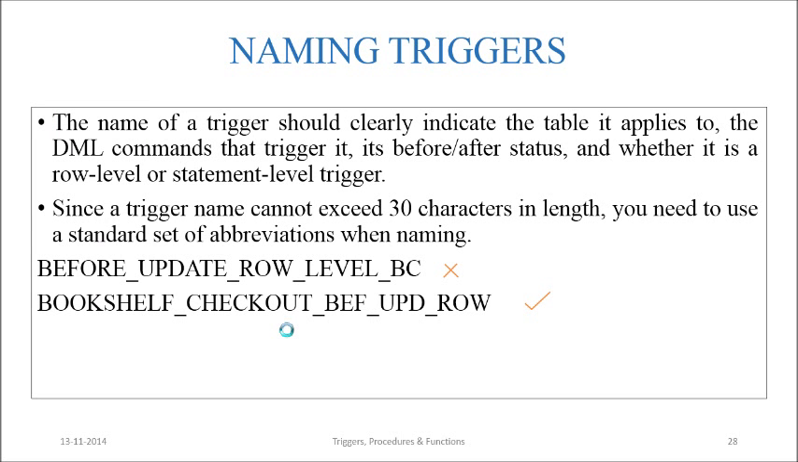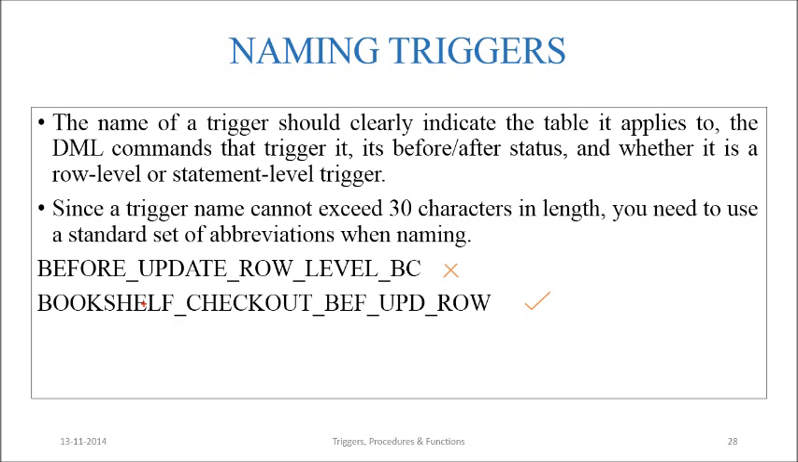Then comes the naming of the triggers. When we are naming a trigger, the trigger name must clearly indicate what table it is being applied to and what are the DML commands that are triggering this event. Then it must indicate whether it is executed before or after, and whether it is a row level trigger or a statement level trigger. But the trigger name cannot exceed 30 characters in length. So we have to use the standard abbreviations.